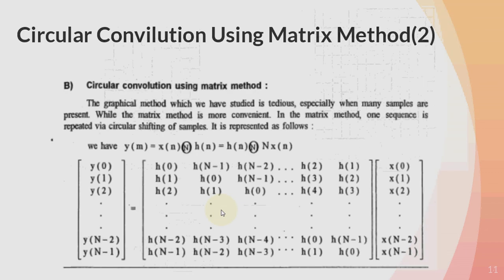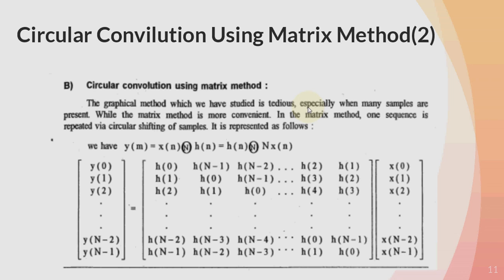So the next method is the matrix method, that is, circular convolution using the matrix method. The graphical method we have studied is very tedious, because every time you have to draw the two circles, shift the new starting point, multiply that point and sum that product. Especially when many samples are present, the matrix method is very convenient, and this method is also verified for the linear convolution as well as the circular convolution.